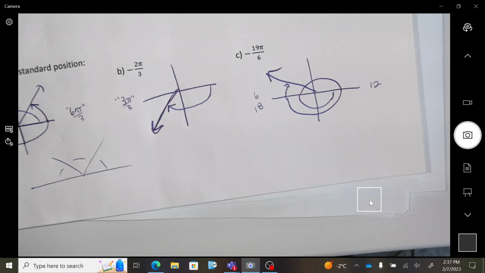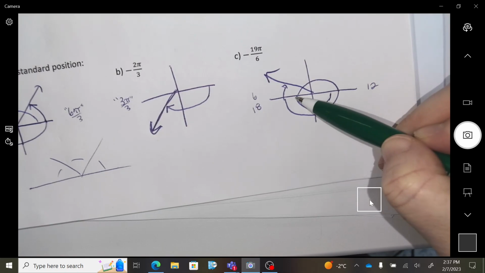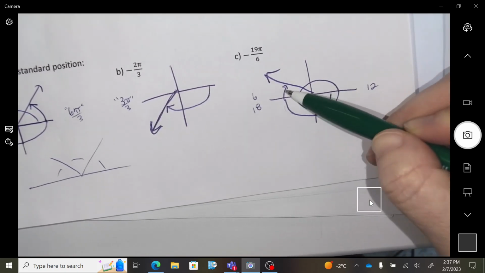Because all the way around is 2 pi. 1 pi is a semicircle, right? And you just said, isn't it 3? Well, yes, but it's 3 semicircles, not 3 full circles. Does that make sense? Which is what we did. We went a semicircle, a semicircle, a semicircle.